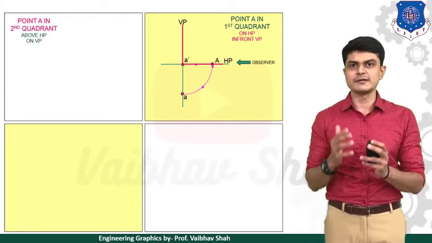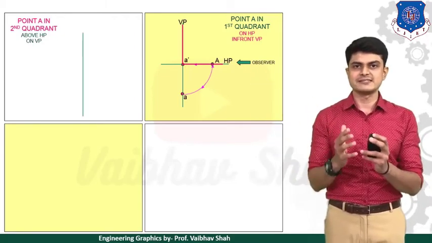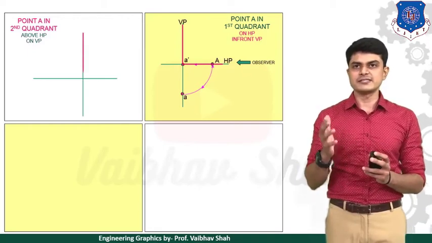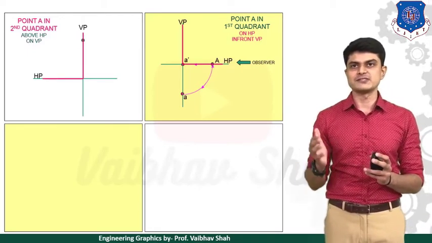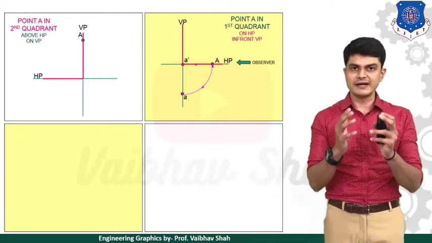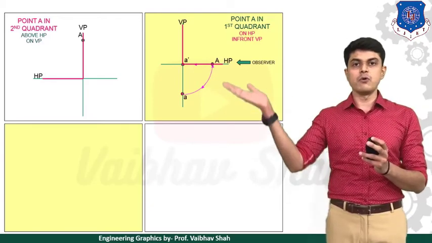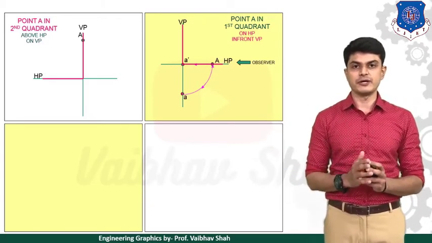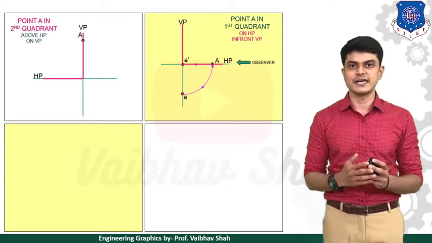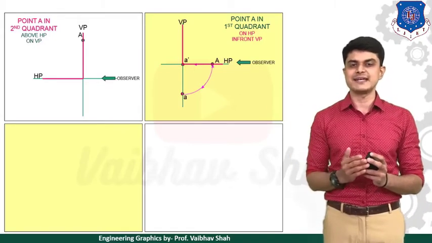Now let us see one more point. Now the point is in the second quadrant, but here the point is above HP and on VP. Let us check the position of the point. In this case, this is the position of the point, as you can see on my left. This is the new position of the point. As you can see, the point is now on VP, but it is above HP. Now let us take the two views once again, front view and top view. Let us take the front view from this direction.